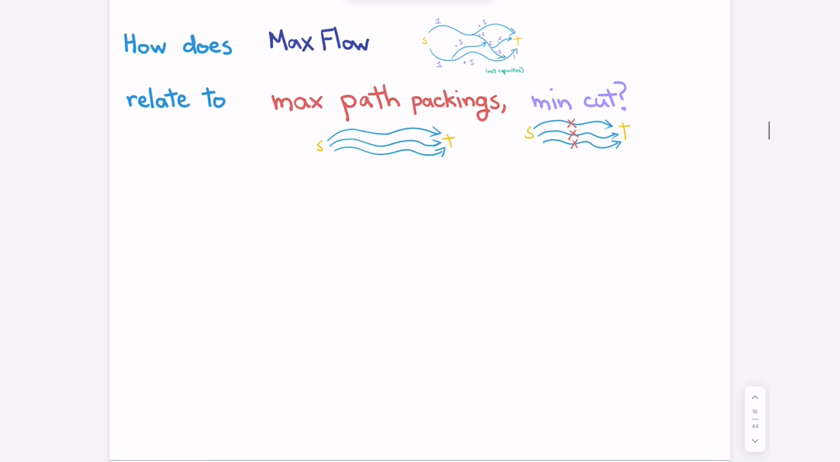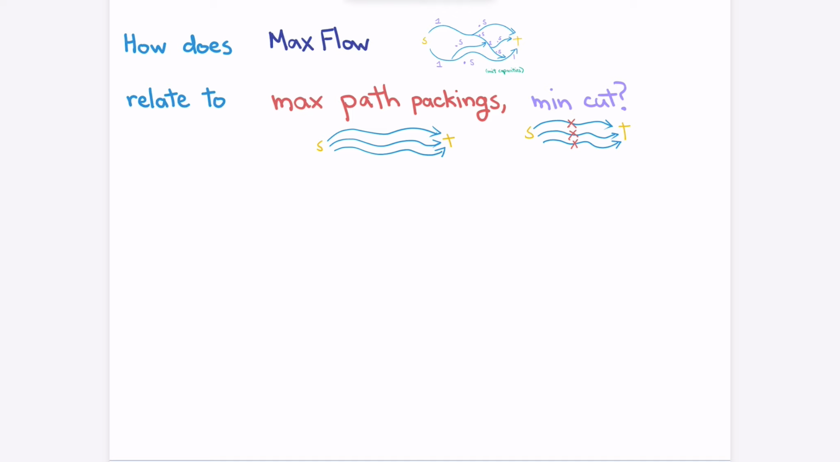Now, next structural question. How does max flow, which certainly feels a lot like our discussion from two Fridays ago, how does it relate to maximum path packings and minimum cut? Right, the input's the same. It's a graph, with capacities I guess, but at the very least you could think of duplicating edges. So it's awfully simple. Can we formalize this connection?